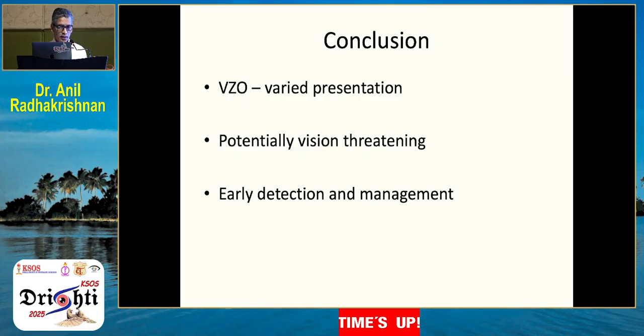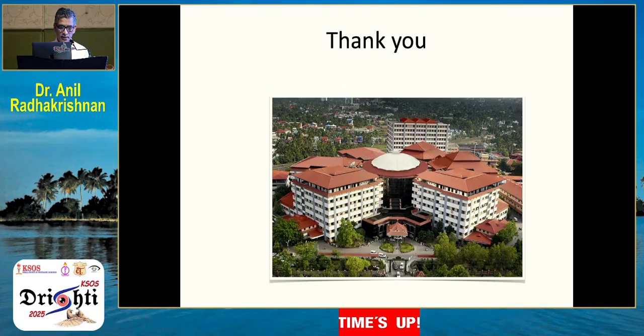So I would like to conclude by saying that varicella zoster is a very important disease and it has a very varied presentation, and it is potentially life-threatening and vision-threatening if you don't treat it properly. But if you detect the disease early and manage the complications early in the disease process, most of the vision-threatening complications can be taken care of very well. Thank you so much.